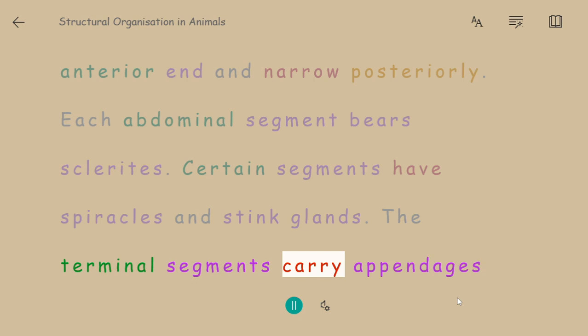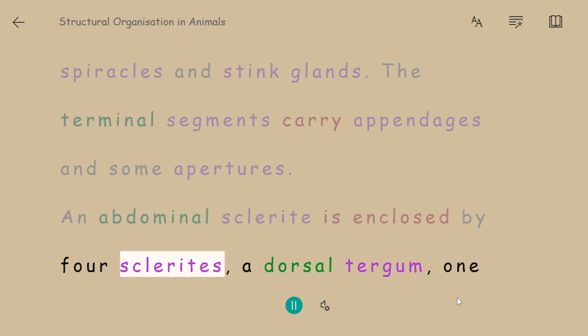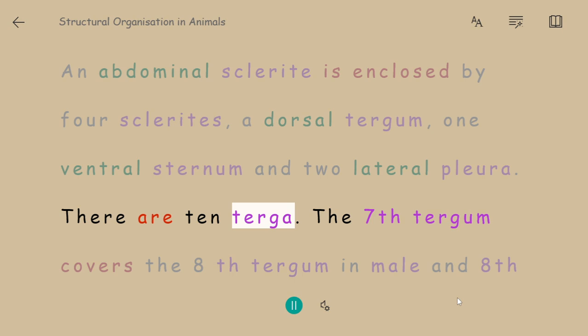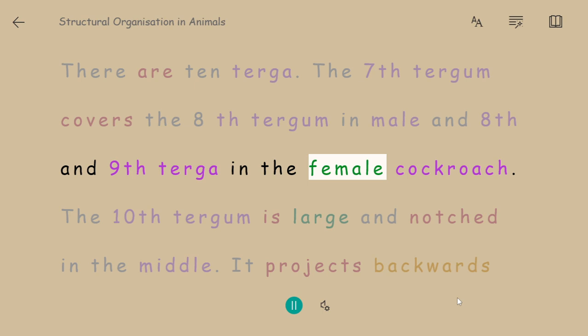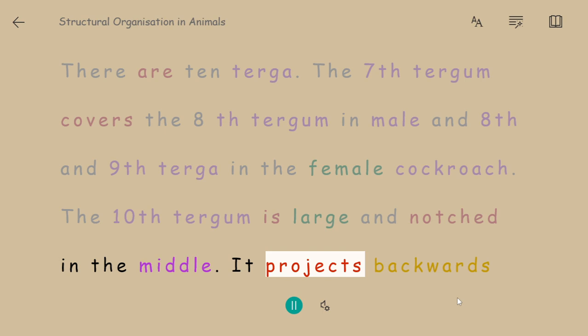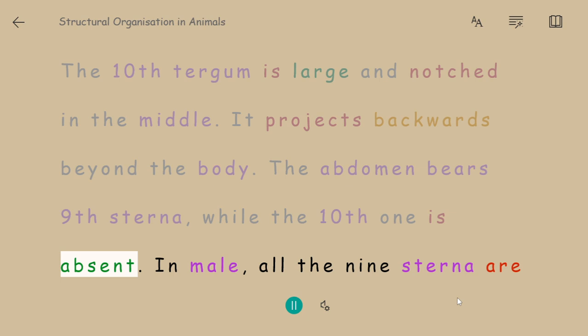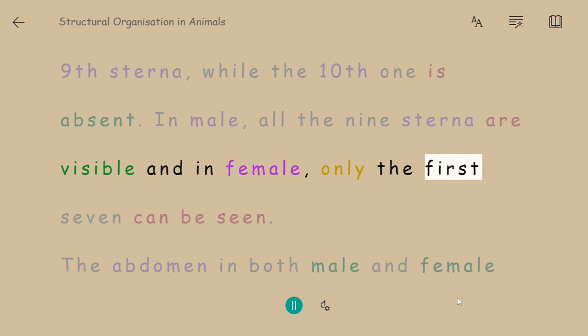An abdominal segment is enclosed by four sclerites: a dorsal tergum, one ventral sternum, and two lateral pleura. There are 10 terga. The 7th tergum covers the 8th tergum in male and 8th and 9th terga in the female cockroach. The 10th tergum is large and notched in the middle. It projects backwards beyond the body. The abdomen bears 9 sterna, while the 10th one is absent. In male, all the 9 sterna are visible, and in female, only the first 7 can be seen.